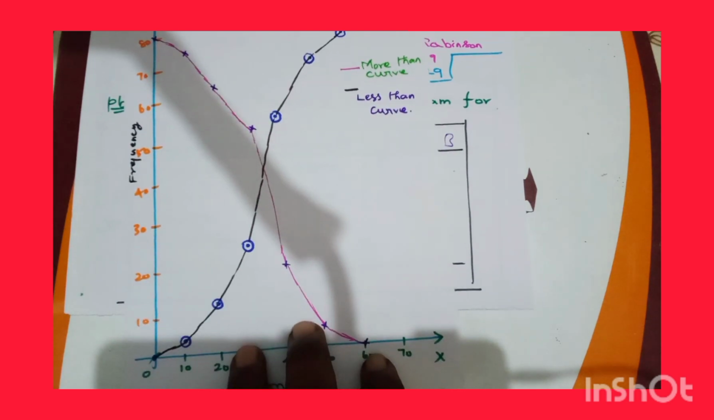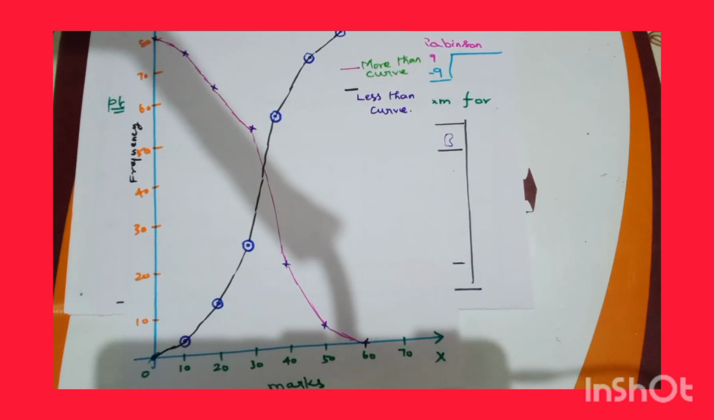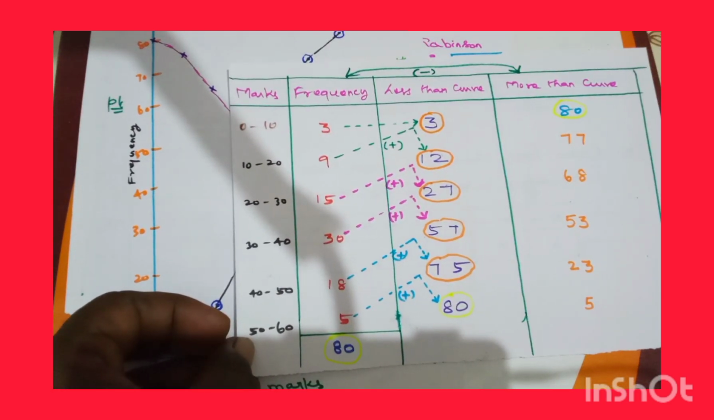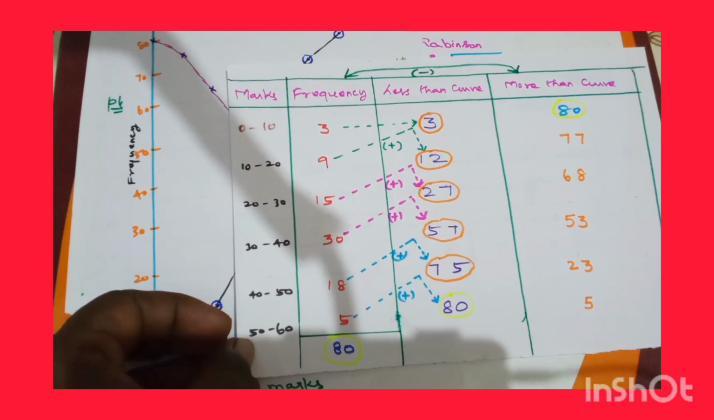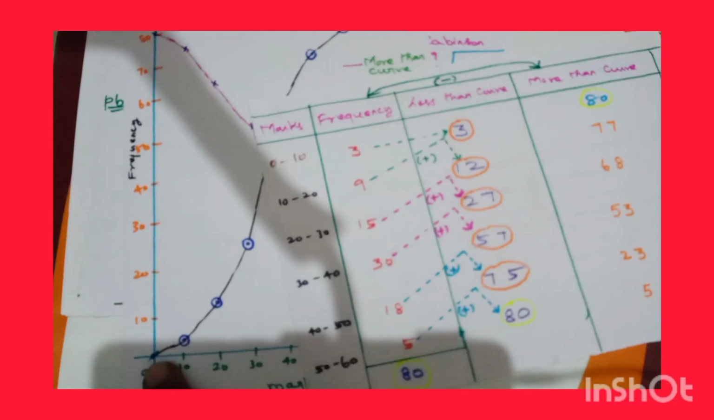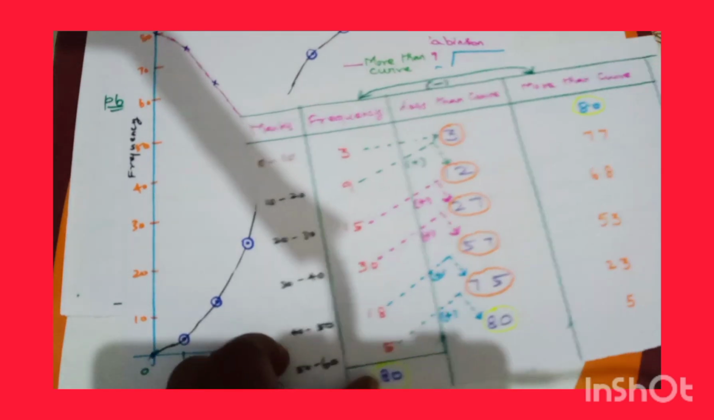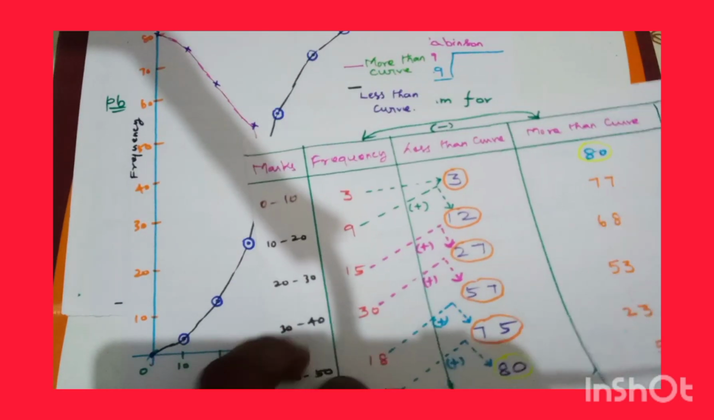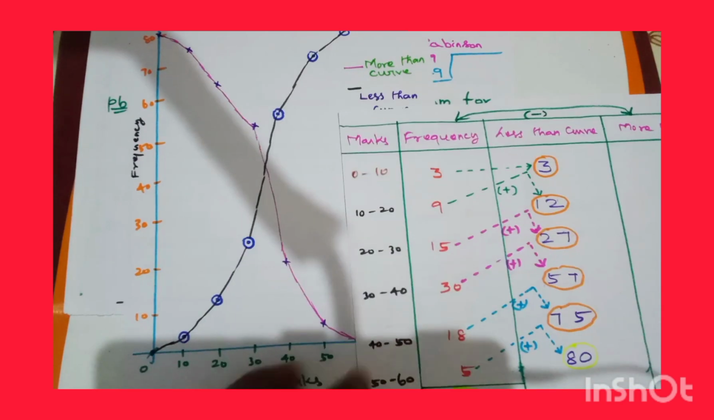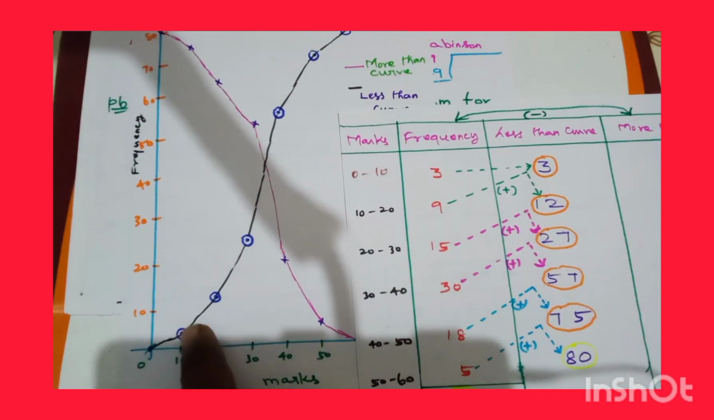Now I'm going to start the less than curve. See the frequency table. I'm going to start from 0. For 0, I'm going to take the less than curve value 0, so the point plotted here is 0, 0. That is the origin. And go to the upper limit of the first interval, 10. For 10, I have to take 3, so for 10 on the x-axis, I have taken 3 on the y-axis.